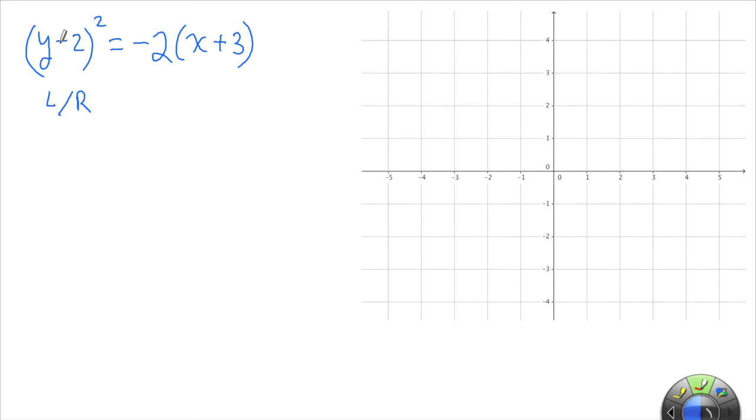All right. Now, the vertex is going to move according to these two numbers. And remember, inside parentheses, opposite direction. So this thing is going 2 up and 3 to the left. So 2 up, 3 left, and that'll give us the coordinate negative 3, 2. Remember, it's left or right is x, up and down is y.